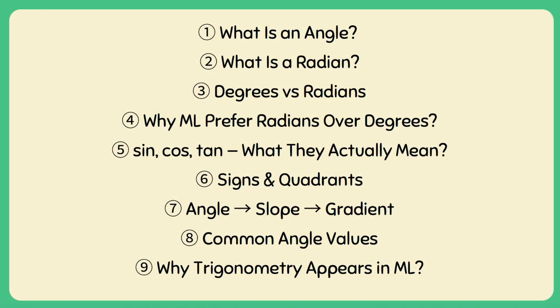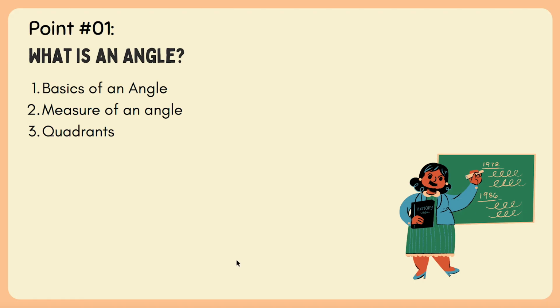Before we move ahead, let's take a look at the roadmap for this session. This session is divided into 9 parts. First we'll start with angle, then we'll move to radian and then check out the difference between degrees and radians. Then we'll see why ML prefers radians over degrees. We'll look into sine, cos, tan, what they represent, what they mean. We'll also check out the sign system and the quadrants. We'll have a look at angles, slope, gradients. We'll check out some common angle values, and then we will discuss the use cases of trigonometry in real-world machine learning.